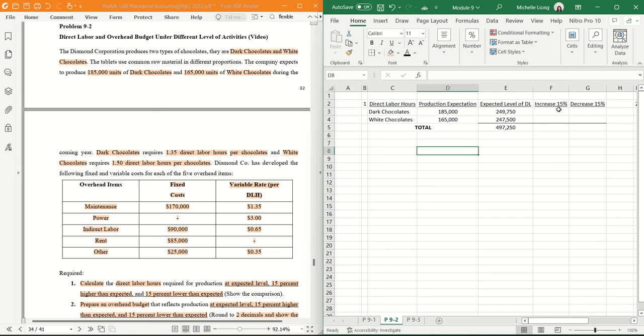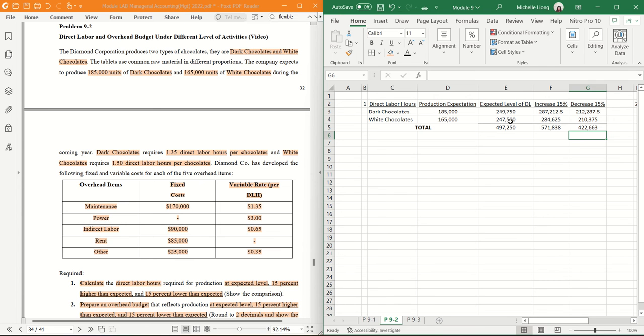Okay, next one is the increase 15%. So if it's increased 15%, we just need to take this times 115%. And we got it. Why 115%? Because this one is 100%, and if it increases, we add 15, so 115. And now decrease 15%. So 100 minus 15 is 85. So we just need to take this times 85%. And we got the total amount.